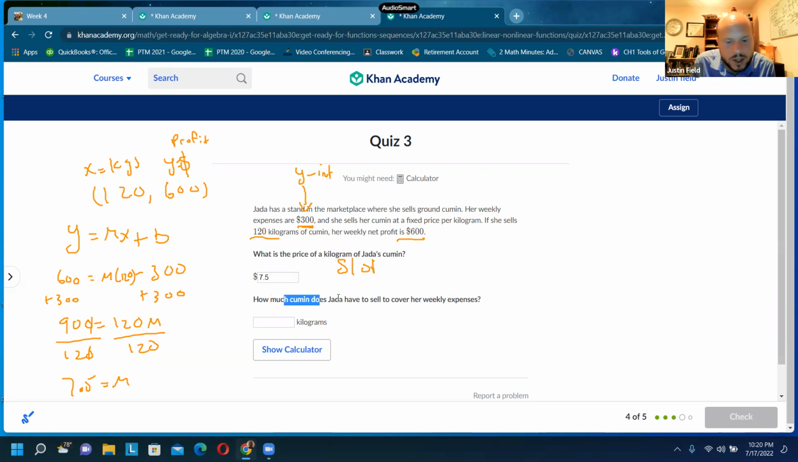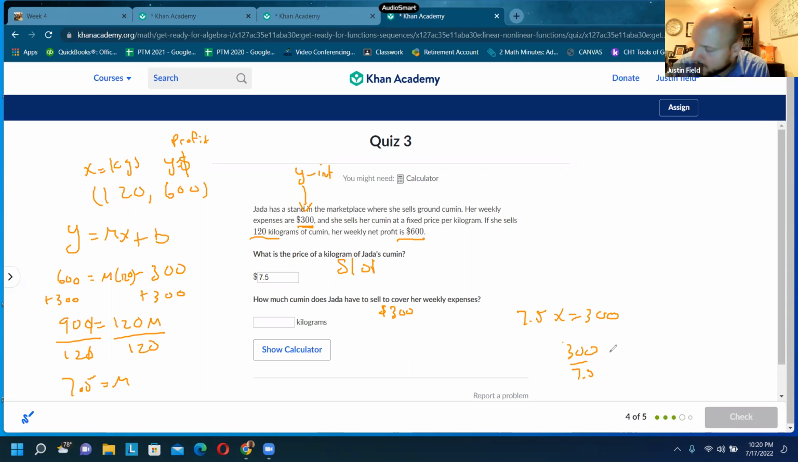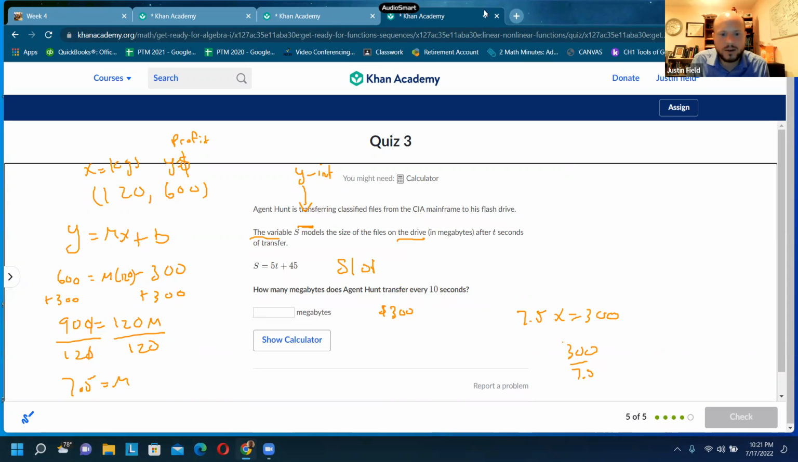All right, how much cumin does she have to sell to cover her weekly expenses? So in order to cover the weekly expenses, we know that's $300, right? So now that we know there's $7.5 per kilogram, just divide 300 by 7.5, and we'll have our answer. 40. Did you get 40? Did you do it? If you didn't, you should have got 40. Okay.